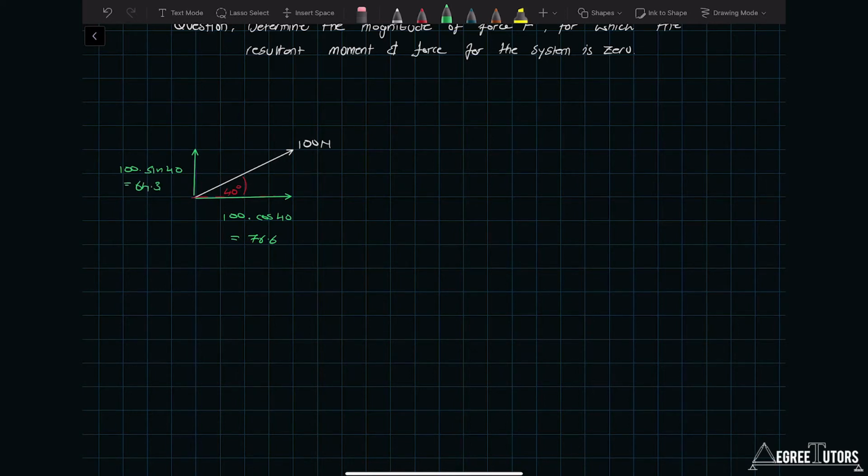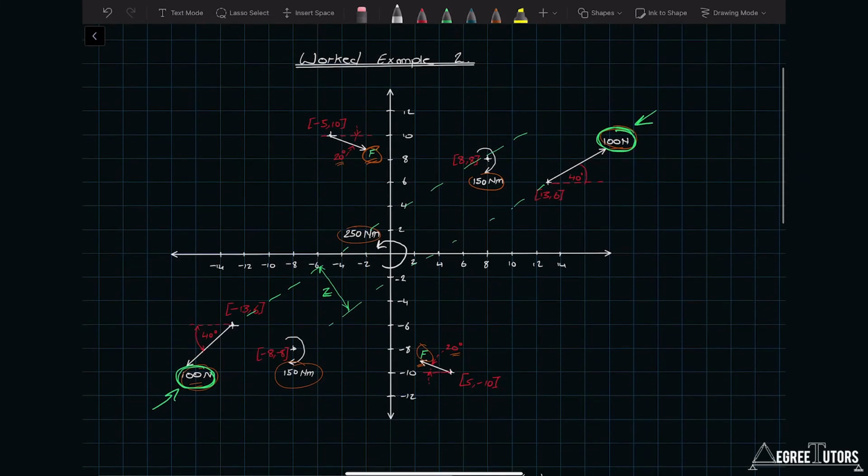All right then, so let's just work out the moment effect. We're dealing with this one here first of all. The horizontal component is going to generate a clockwise moment, and the vertical component is going to generate an anti-clockwise moment about the origin.